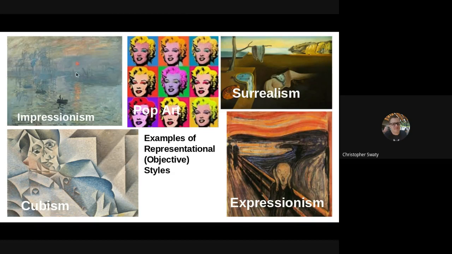Impressionism, you can see the focus is really on color. Pop art is kind of this simplification, abstraction, trying to really emphasize everyday objects or products. Sorry, Marilyn, not calling you an object, just pop culture.